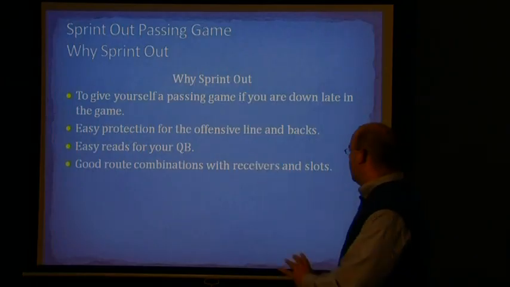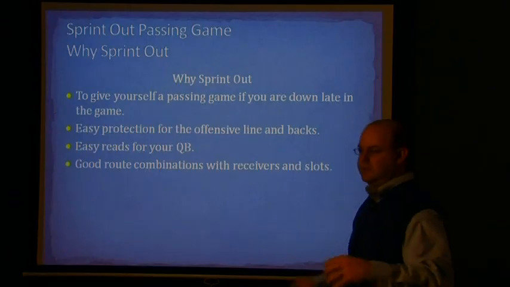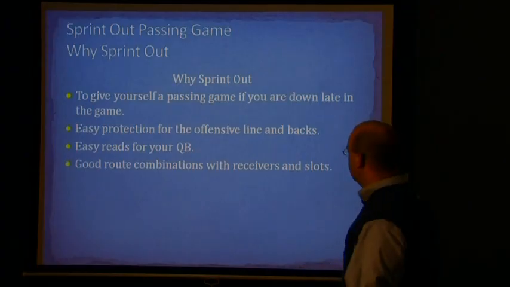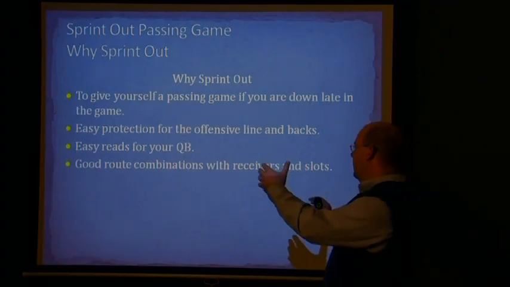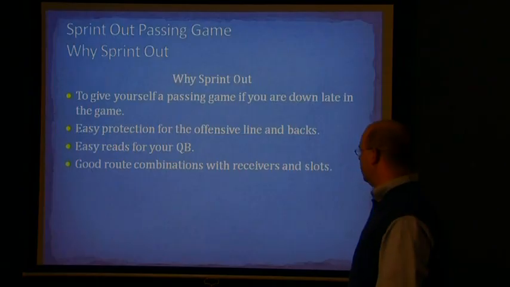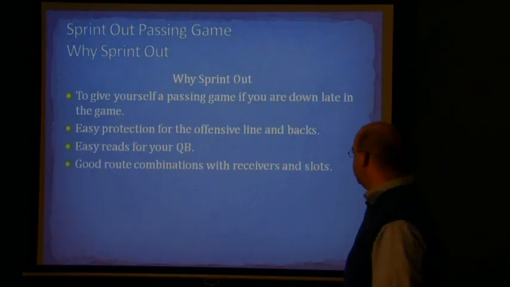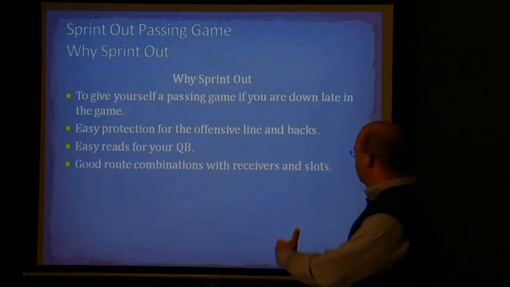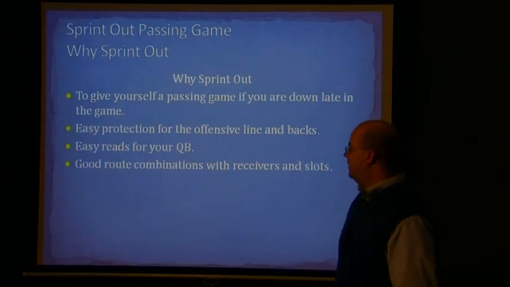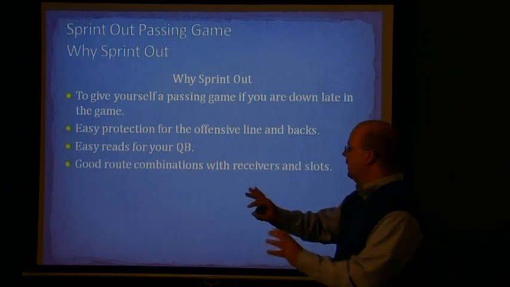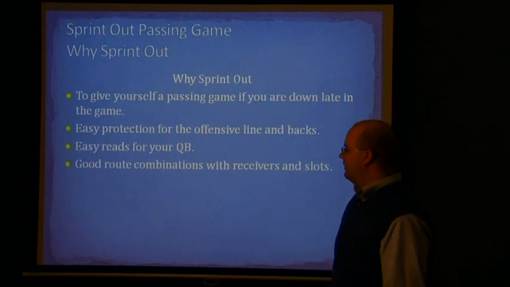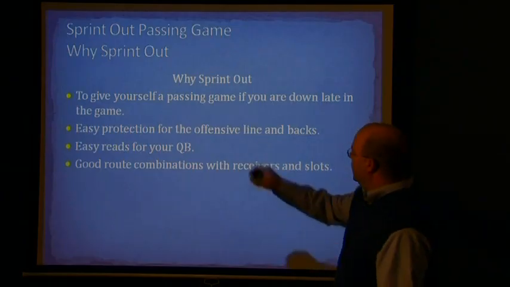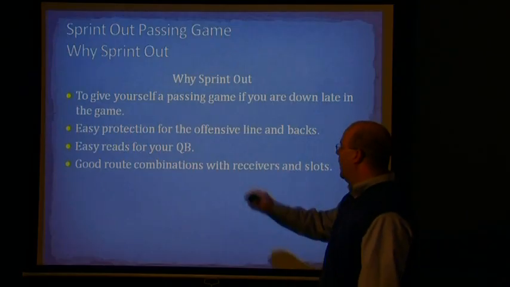And good route combinations with the receivers and slots, as far as you can run the smash by the outside guy and the corner by the number 2 receiver. You can run an out route and a deeper out route to try and get the ball to the sidelines. And again, the post corner route by your Z receiver, with some type of flat route by your number 2 receiver. And you can get the same types of looks and try and get the ball into the hands of your good players. So these are the reasons why we run sprint out.